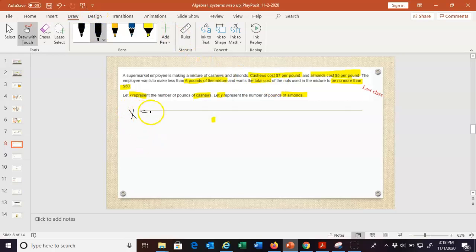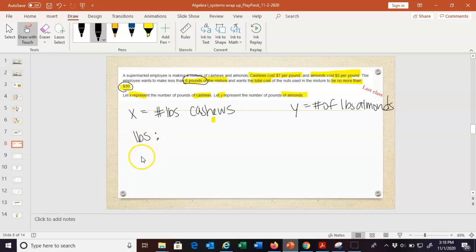So X is the number of pounds of cashews and Y is the number of pounds of almonds. And I see two things happening here. Hopefully you guys too. I see the pounds because it wants it to be less than 6 pounds. And I also see money, no more than $30. So we're going to have a pounds inequality and we're going to have a money inequality.